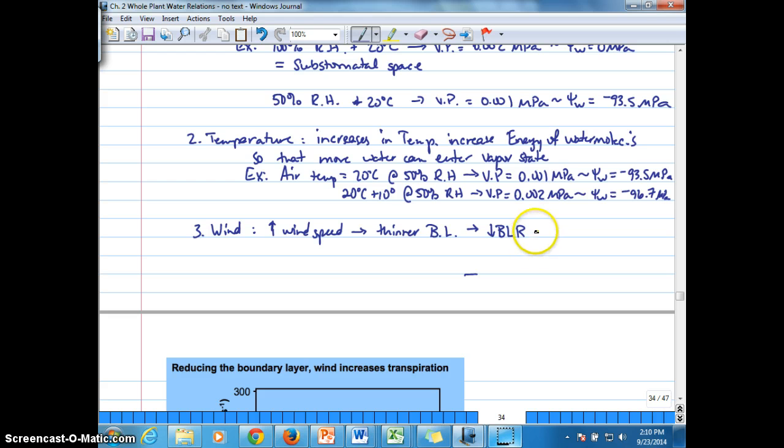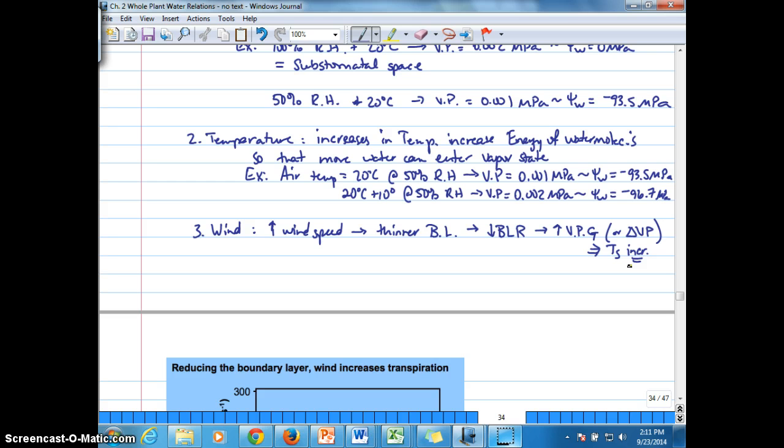And a lower boundary layer resistance means a higher vapor pressure gradient, or we were symbolizing it like this. So in other words, the difference between the vapor pressure inside the leaf in the substomatal air spaces compared to the atmosphere. Okay. So it creates a steeper vapor pressure gradient, and that's going to do what to transpiration rates? It's going to increase the transpiration rates.